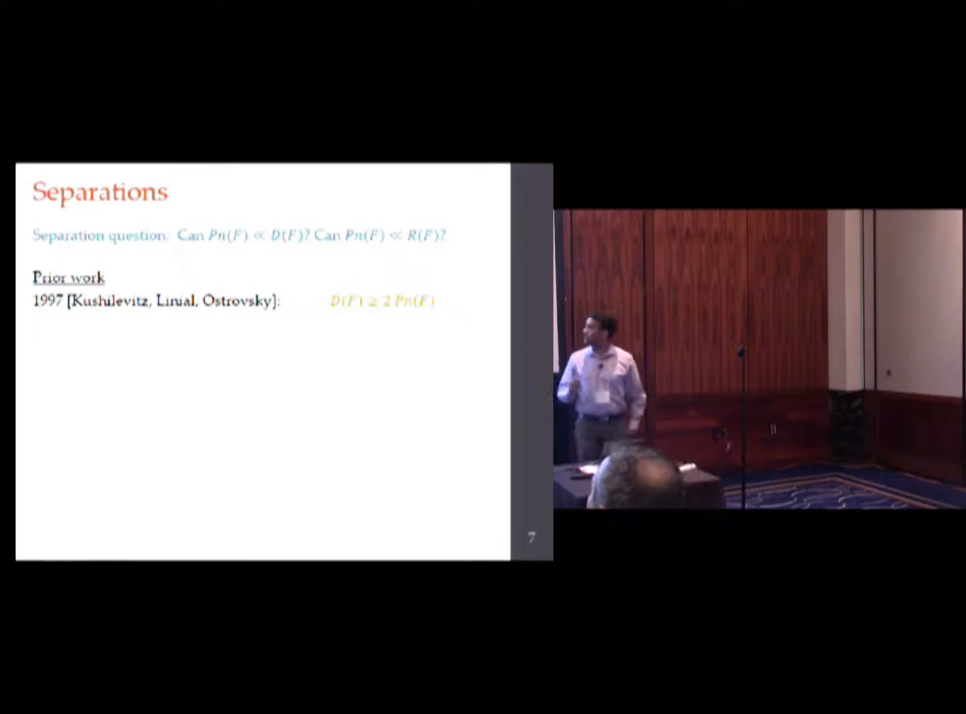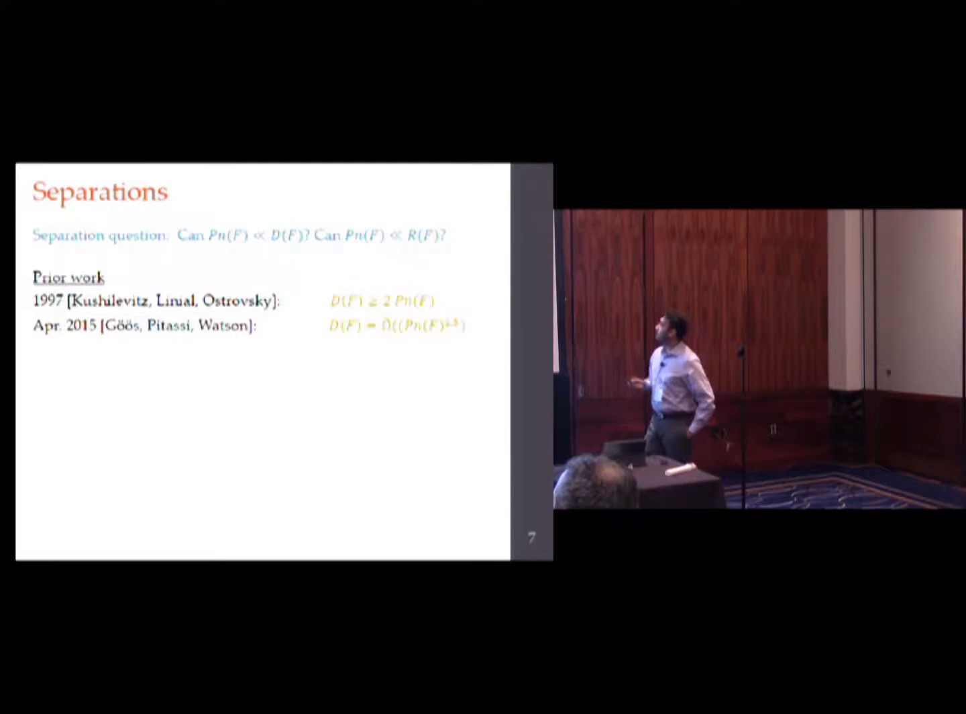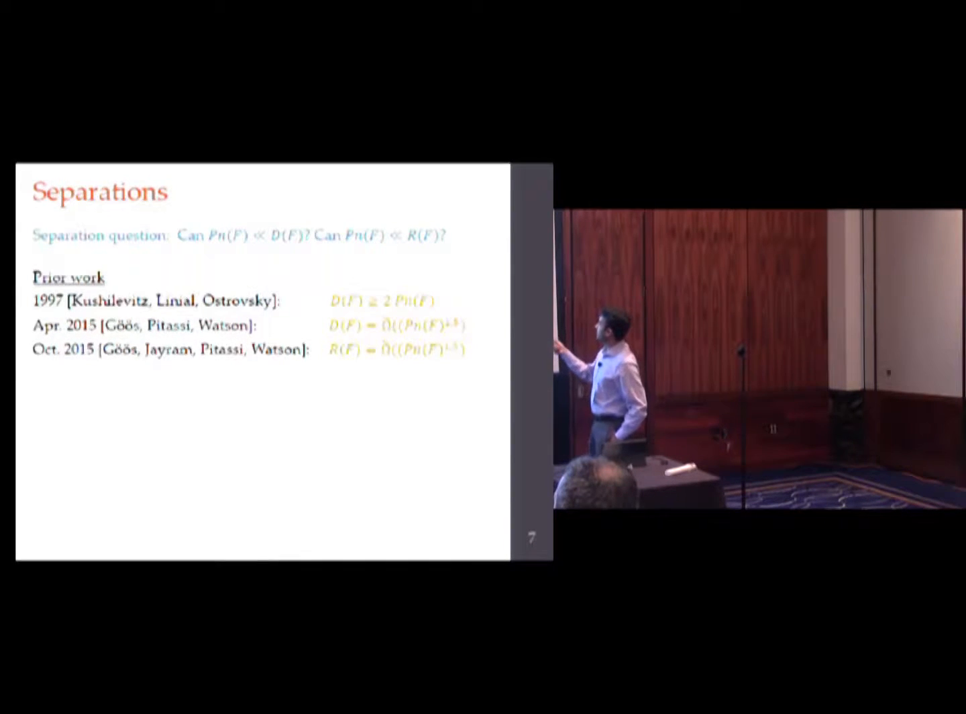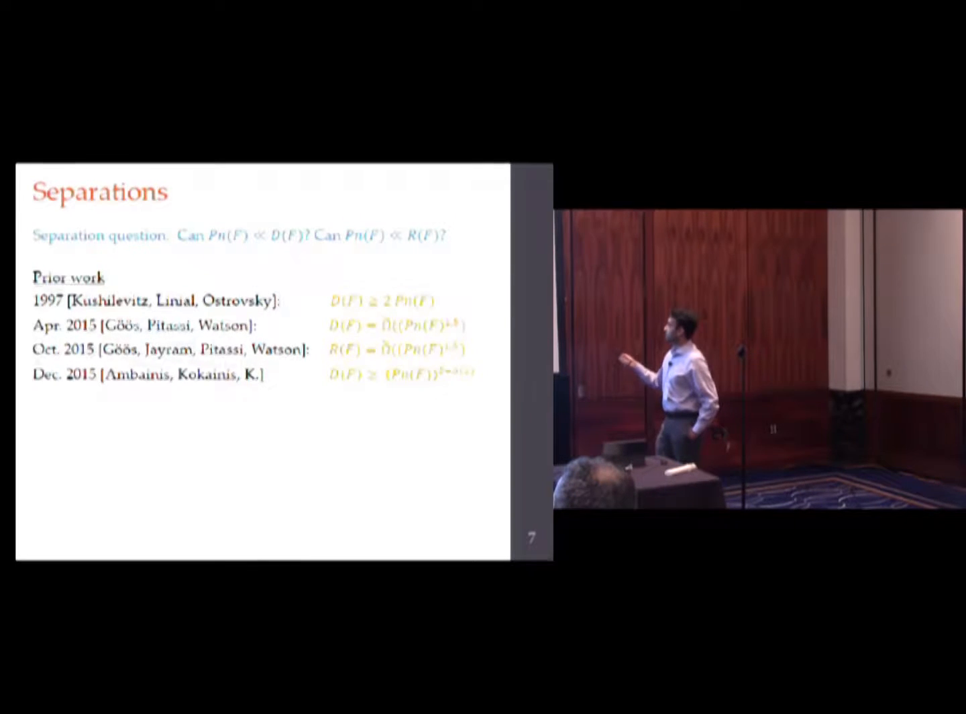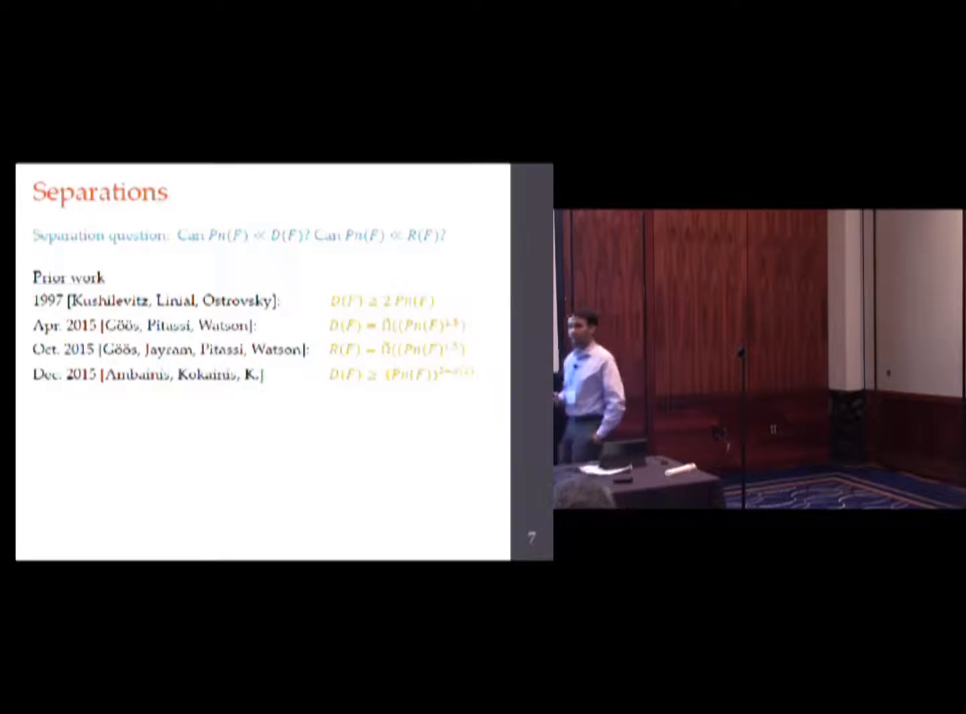And last year, there was a breakthrough by Goos, Pitassi, and Watson, and they showed a power 1.5 separation between deterministic communication complexity and the partition number. So this is the first superlinear separation between these two measures. And then later on, they followed it up with Jayaram. They improved this separation to, they had the same right-hand side, but now it's gone from deterministic to randomized. So it's a lower bound against a stronger model. And then finally, again, last year in December, Ambainis, Kokainis, and myself, we improved the original separation from 1.5 to essentially 2 minus little o of 1.